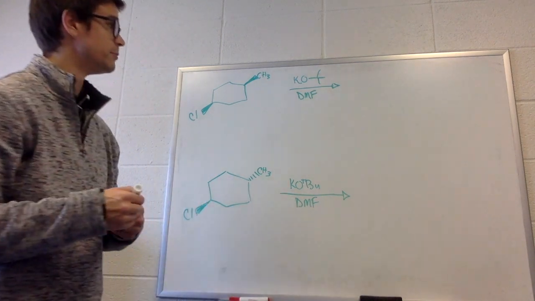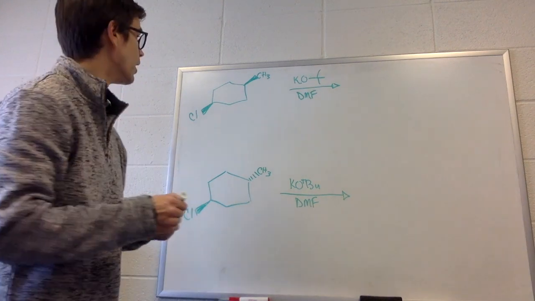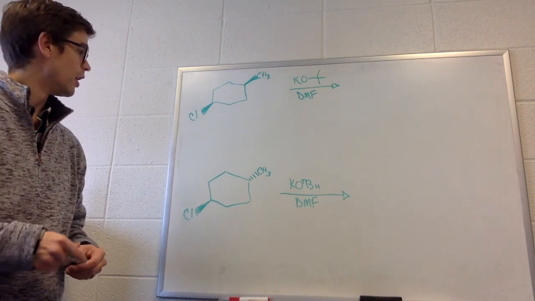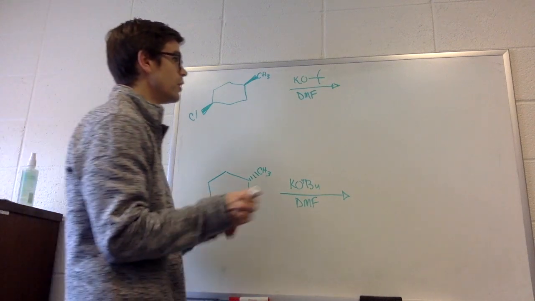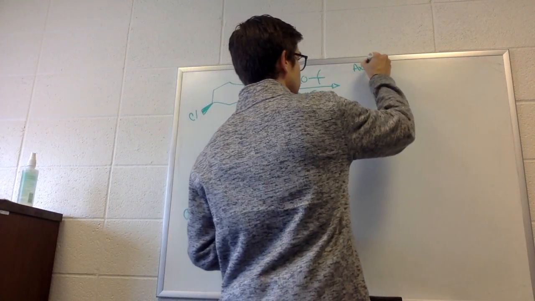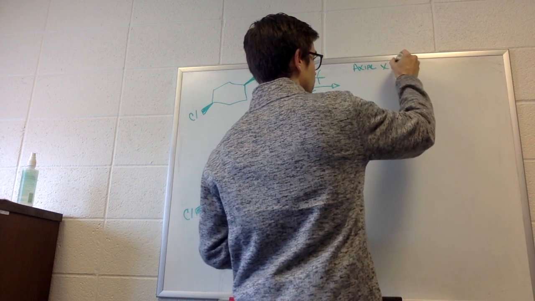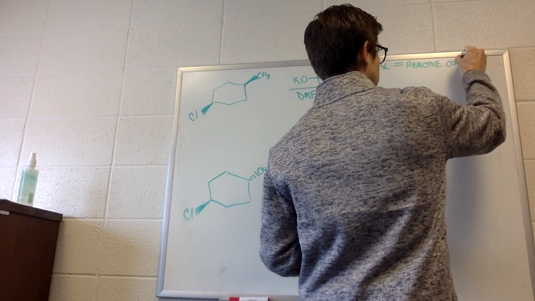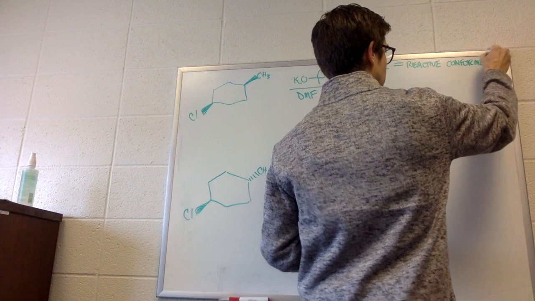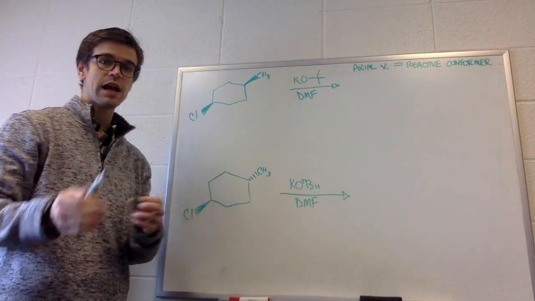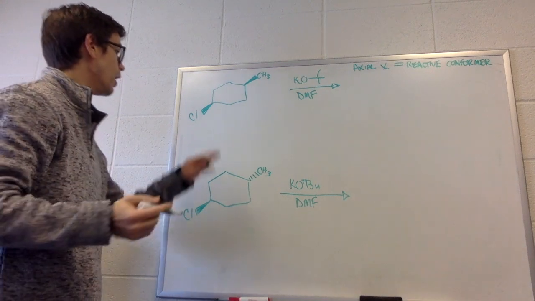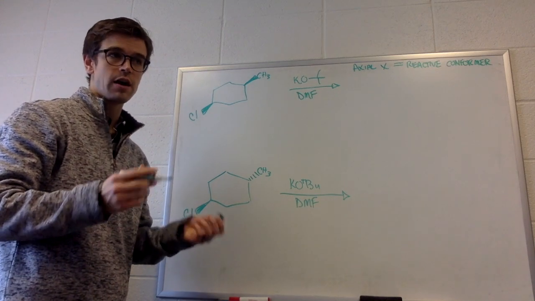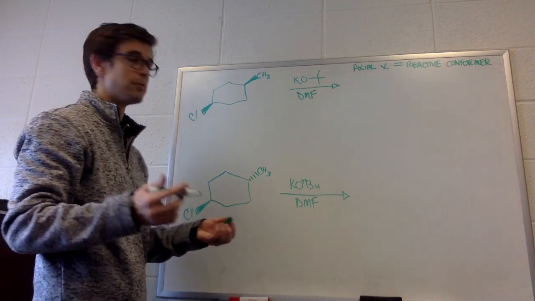What we have to remember is for an E2 reaction to happen, the halide itself, so bromine, chlorine, iodine, has to be in an axial position. So we'll just write that up here. Axial halogen equals the reactive conformation. Now we have to take these structures and convert them to chair structures to figure out if they are axial or equatorial and the relative stability of our structures.